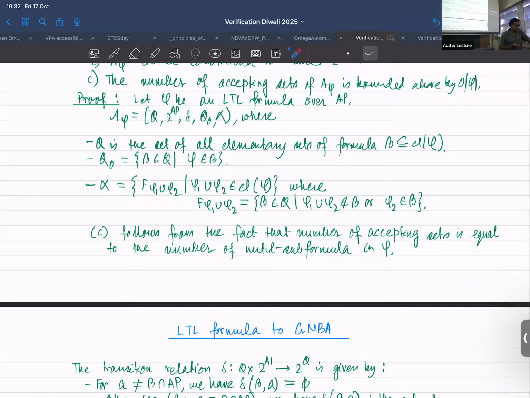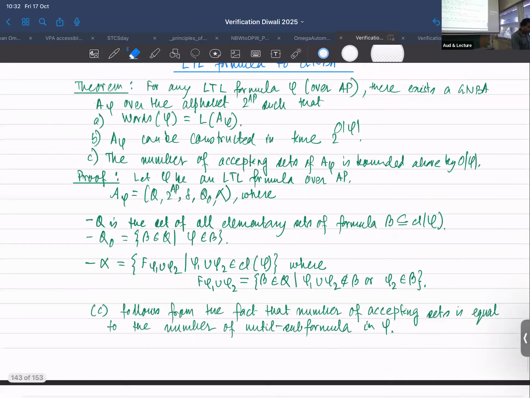Clear? So the intuition behind this is the following: if you just continue to see states of the form phi1 until phi2 without seeing phi2 ever, then this is not good. You need to see the phi2s in order to accept the run. So that's the intuition. We'll see this more clearly.